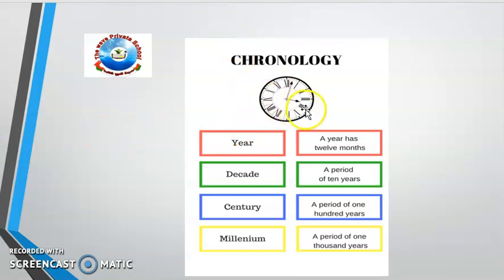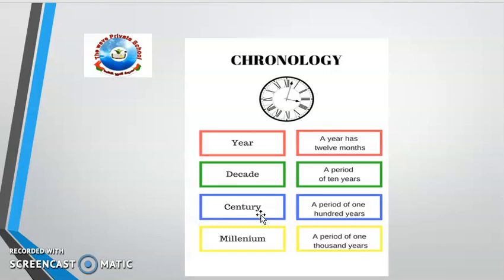Also, if you see the chronological order, a year has 12 months. A decade has a period of 10 years and a century has a period of 100 years. A millennium has a period of 1000 years, okay? So you have to remember this in your mind. A year has 12 months, a decade 10 years, a century 100 years. I will give you an example for century also.